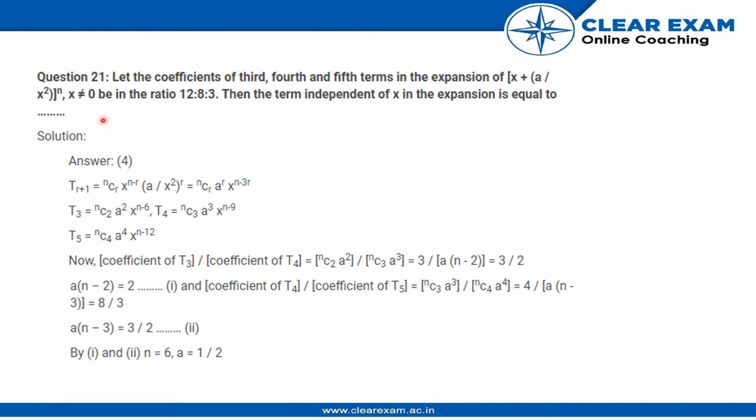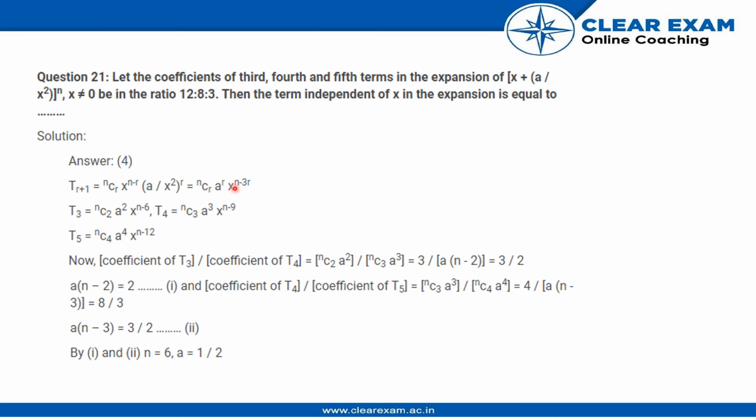Now using the second ratio, the coefficient of the fourth term to the coefficient of the fifth term, that is 8/3, which is equal to nC3 a³ x^(n−9) to nC4 a⁴ x^(n−12). So on solving, the second equation is a(n − 3) equal to 3/2. By solving the first and second equations, we get the value of n as 6.